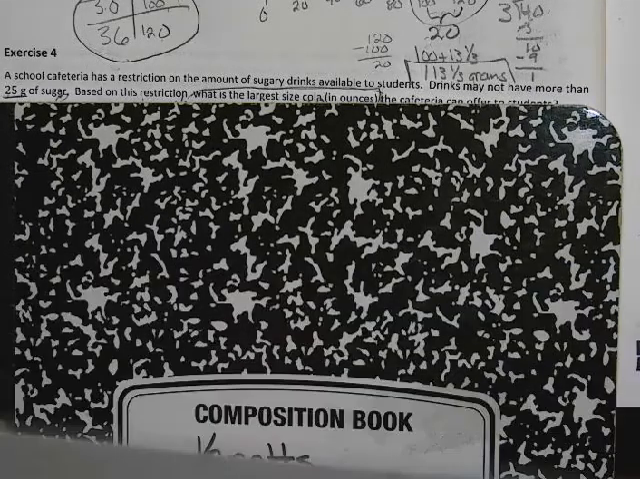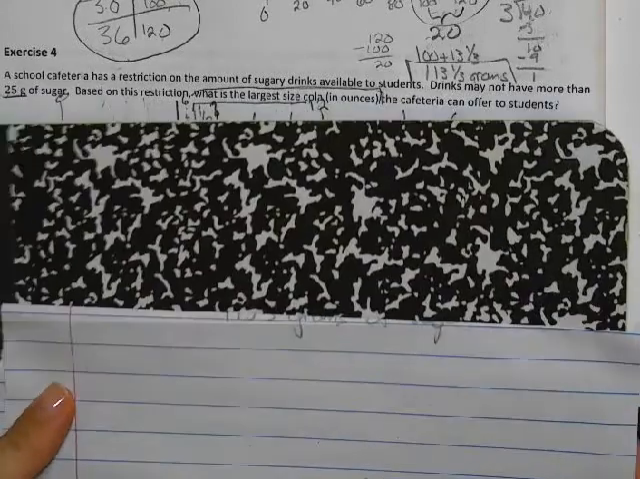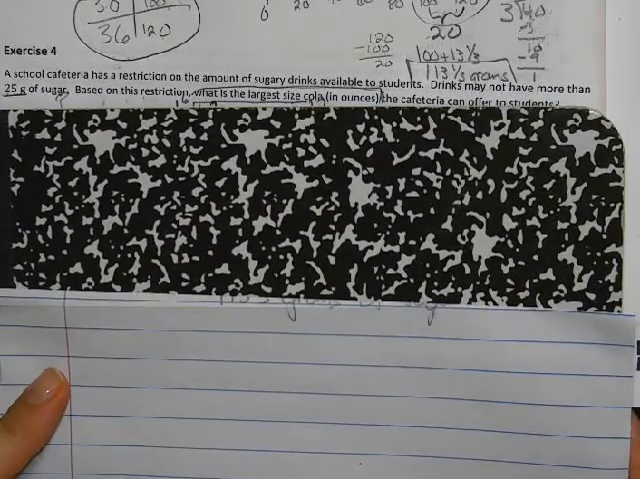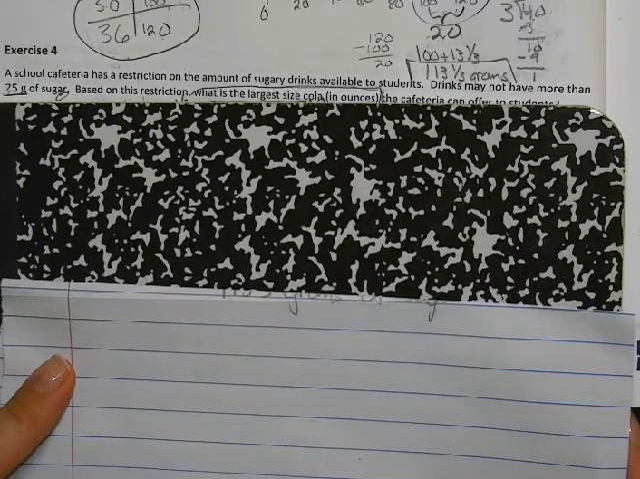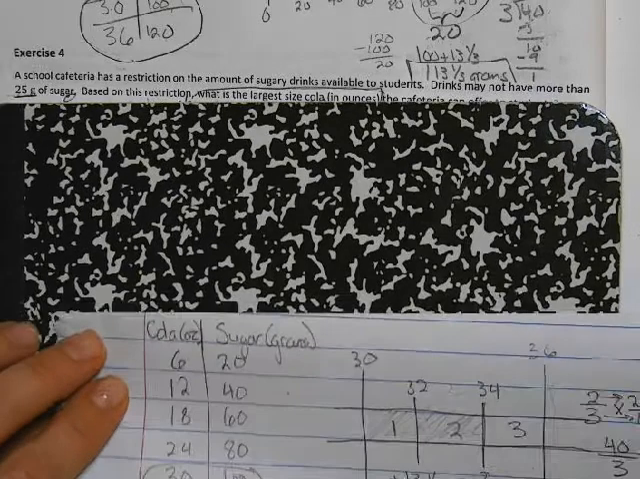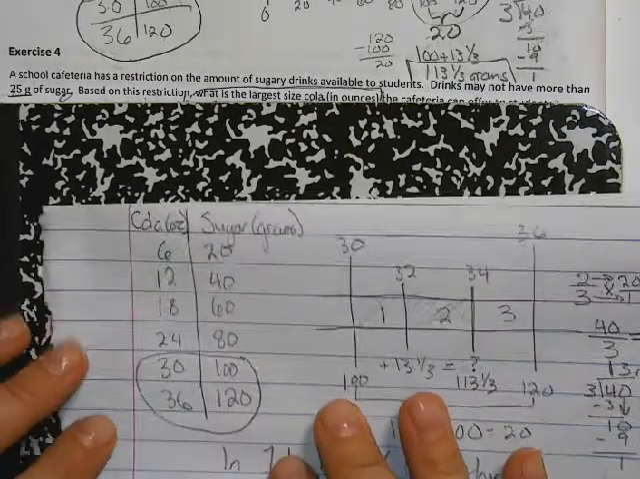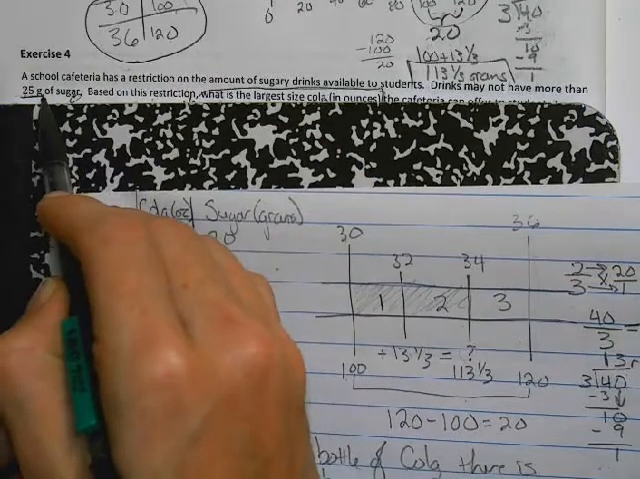Now this is not for ours. We still will not sell you soda from the school. But there are some schools in different states that do. So right here, it's still going to be the same ratio from above. So we're going to use that ratio table from the problem we just solved. And I need to figure out where then will I find 25 grams of sugar.